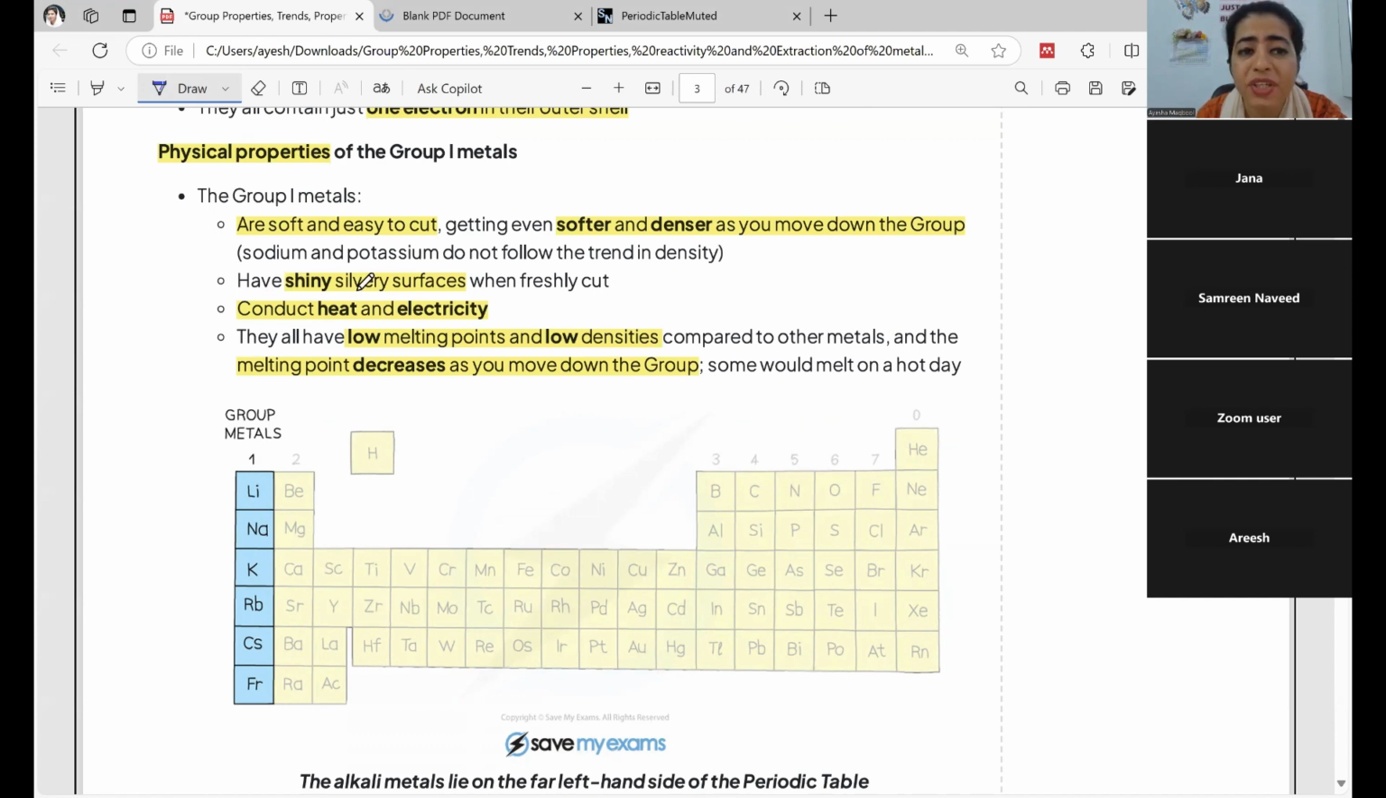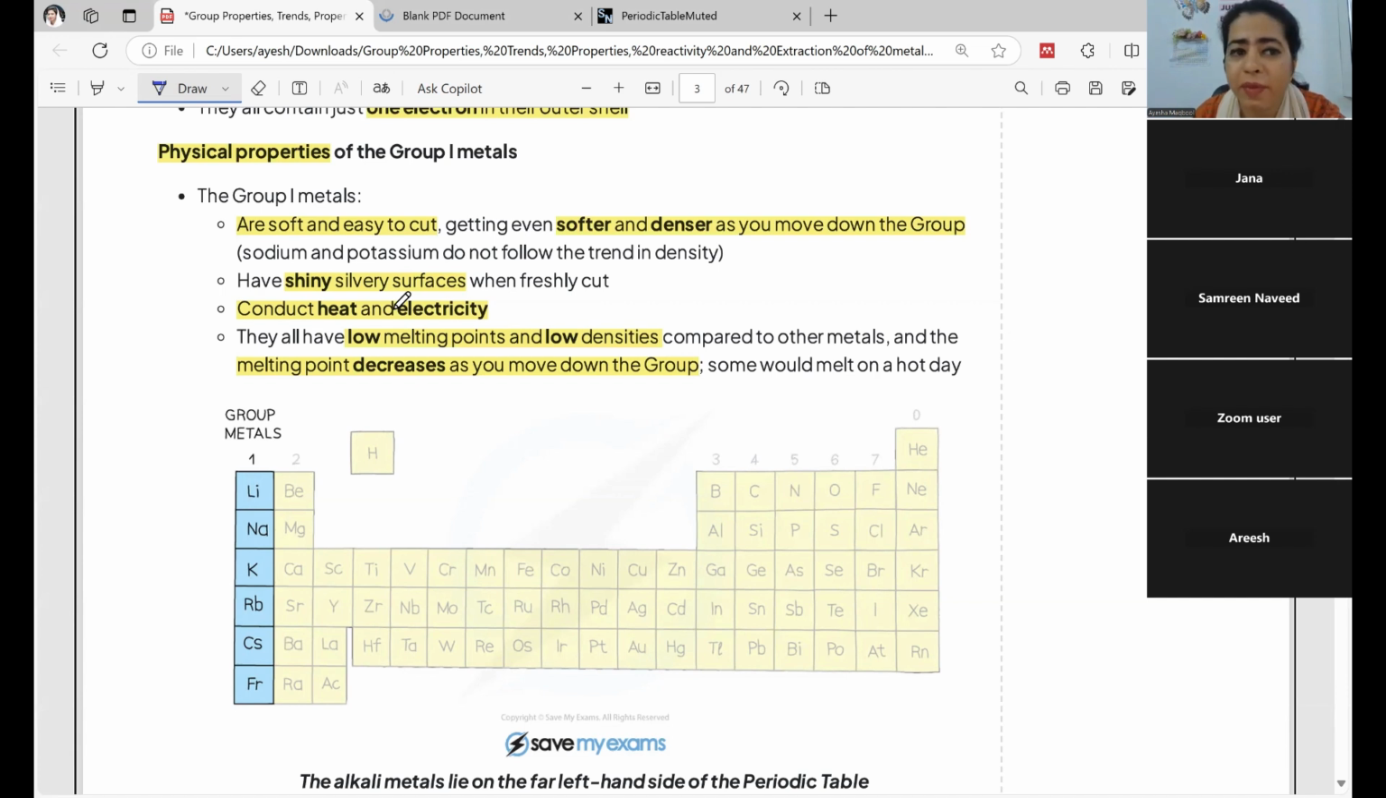So they all have a shiny surface. When we cut the block, the freshly cut surface is going to be shiny. After some time, they can react with the oxygen in the air, and the surface can become dull as well. But when freshly cut, the surface will be shiny. They all can conduct heat and electricity as well, good conductors.